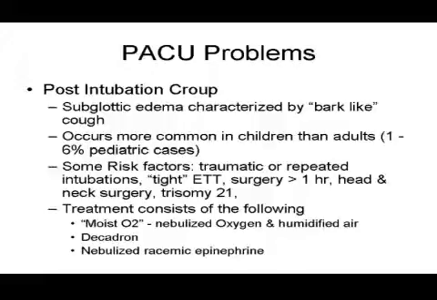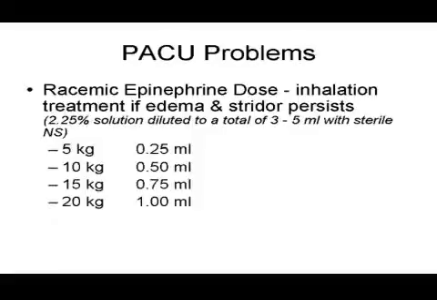And the treatment of this usually is moist O2 first, nebulized oxygen, humidified air, Decadron, and if necessary, racemic epi. And this is just a dosage of racemic epi that the anesthesiologist will write for. Racemic epi is not just for croup, but maybe even for any kind of edema in the airway, and it may be also for stridor. Okay.